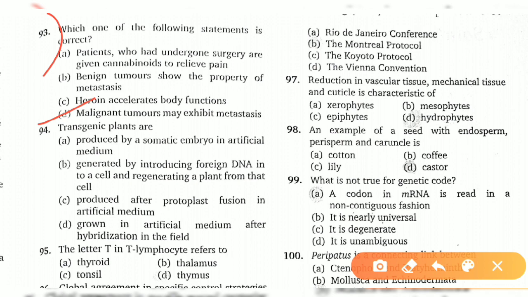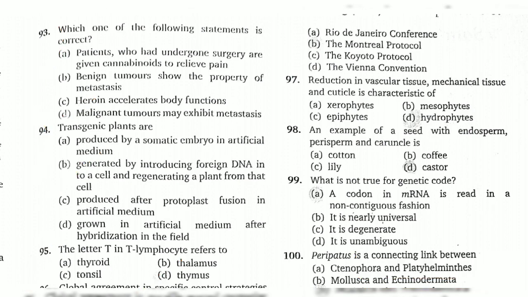Now, 94th question. Transgenic plants are produced by somatic embryo in artificial medium, generated by introducing foreign DNA in a cell and regenerating a plant from it, produced after protoplast fusion in artificial medium, grown in artificial medium after hybridization in the field. So the answer is B. Now, 95th question. The letter T in T lymphocytes refers to thyroid, thalamus, thymus, tonsil. The answer is thymus.